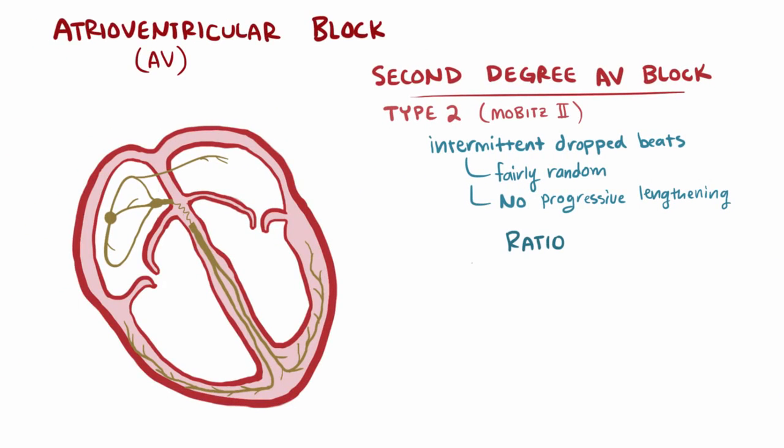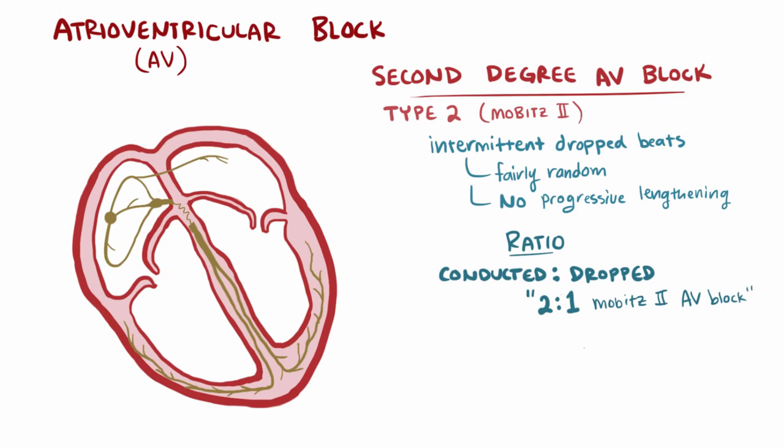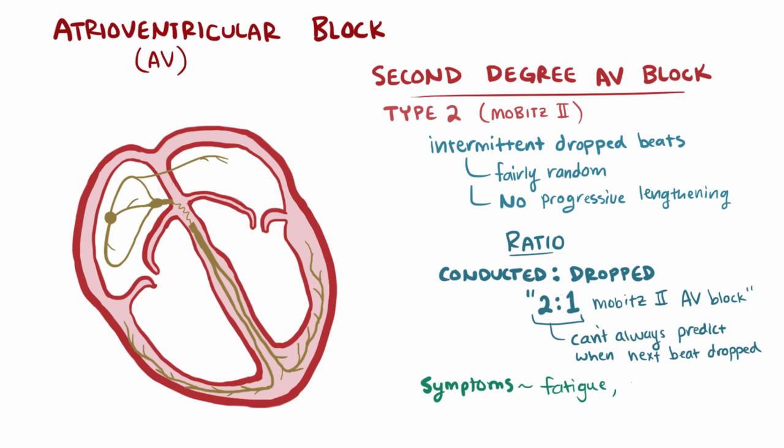A lot of times a ratio for the overall number of beats conducted to not conducted is given, like 2:1 Mobitz 2 AV block. But again, remember that those dropped beats happen fairly randomly, so we can't really predict exactly when the next beat will get dropped. Most people with Mobitz type 2 do feel symptoms, like fatigue, dyspnea, chest pain, and syncope, though the severity can vary from patient to patient.